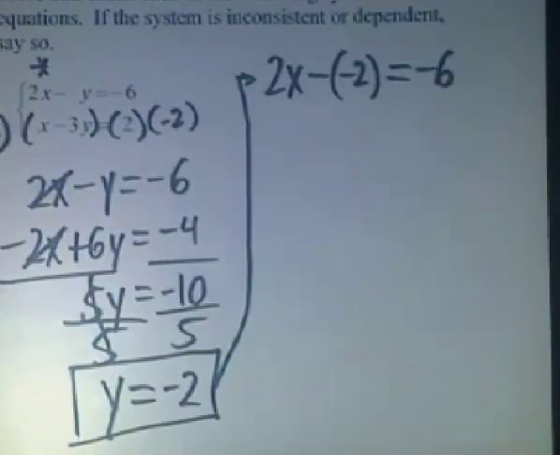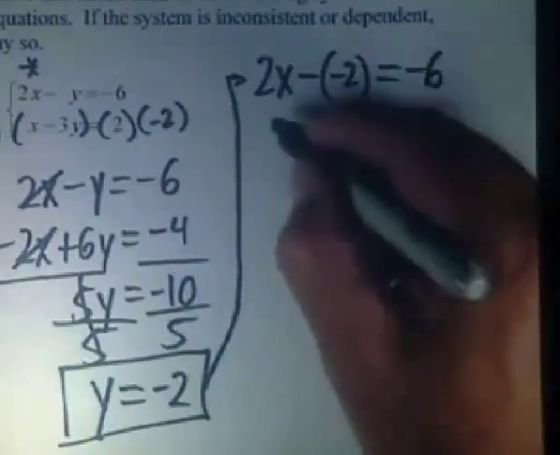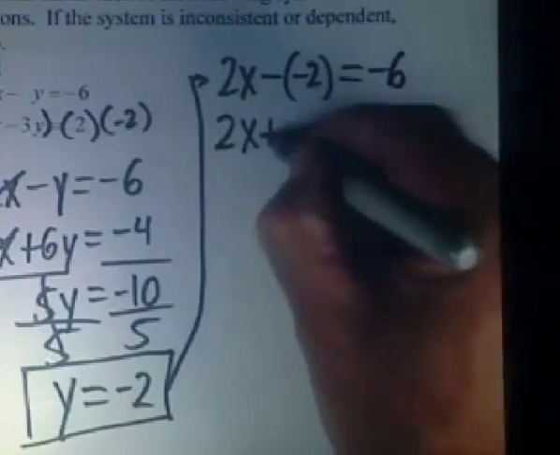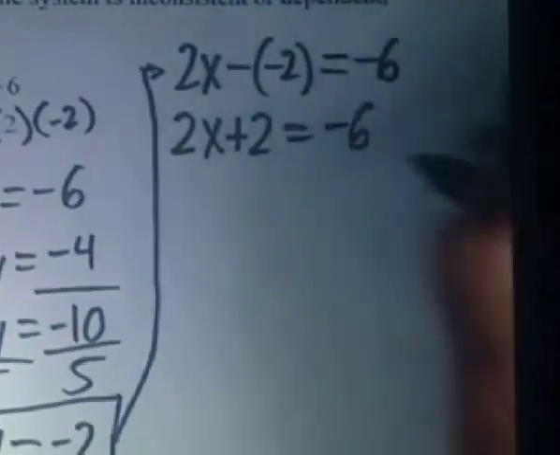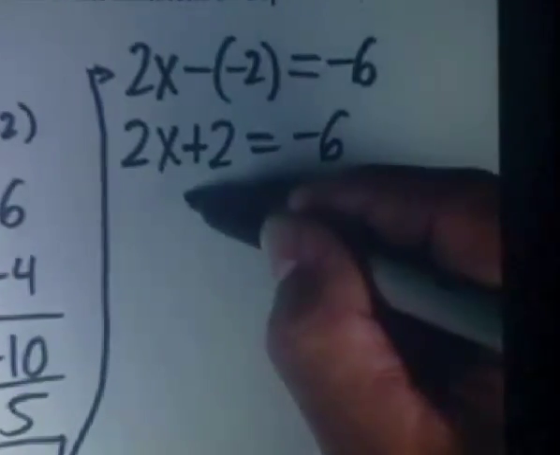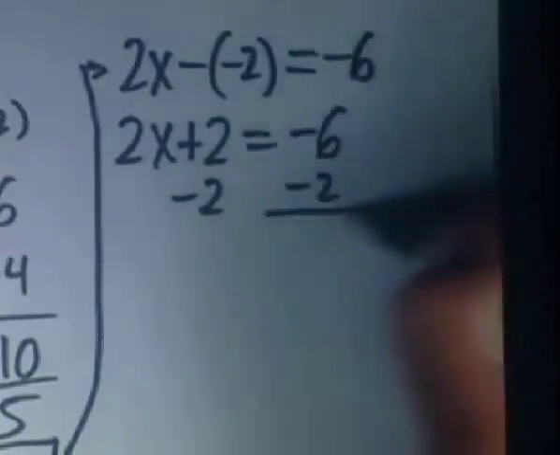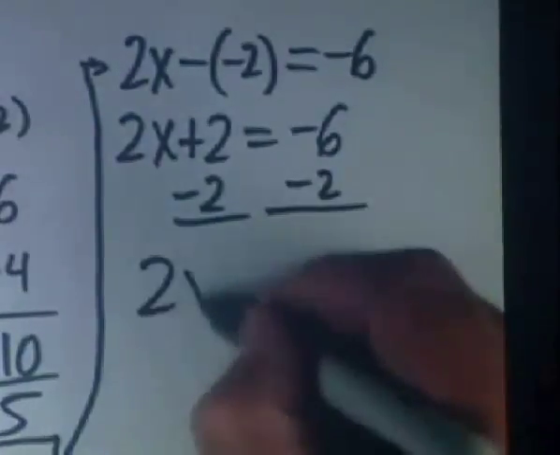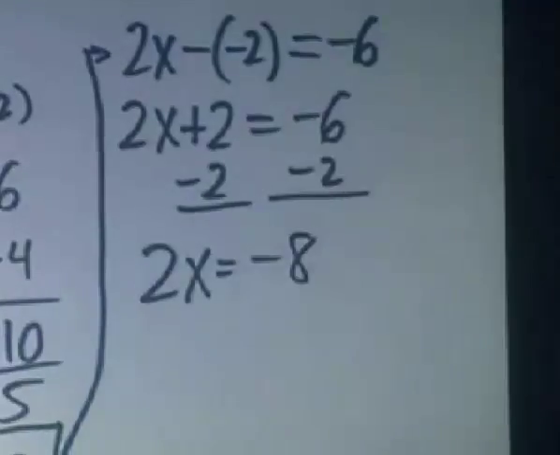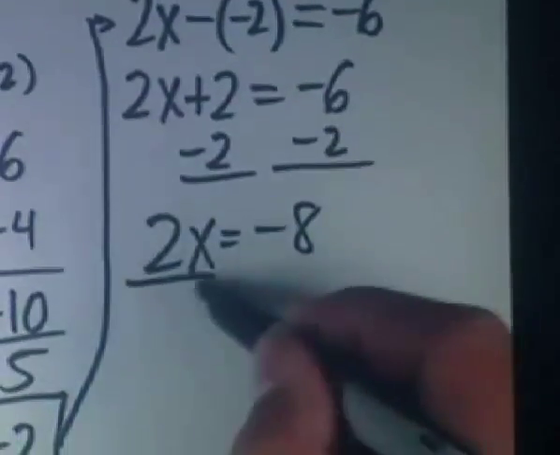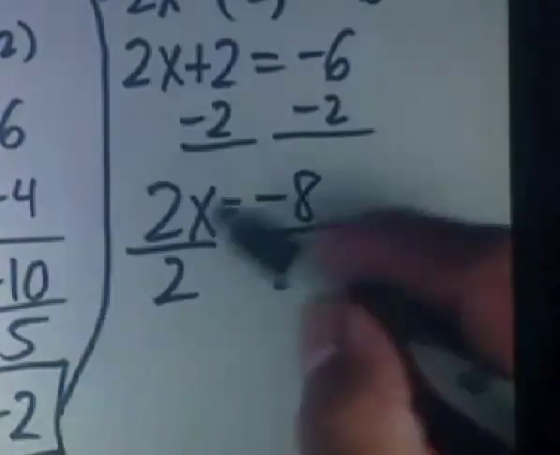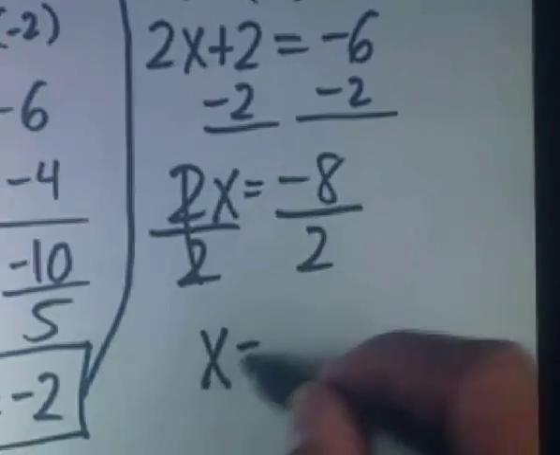So now let's solve for x. We have 2x minus a negative 2, which is 2x plus 2, equals negative 6. Isolate the 2x by subtracting 2 from both sides. 2x is then equal to negative 8. Finally, to solve for x completely, we divide both sides by 2, and x is equal to negative 4.